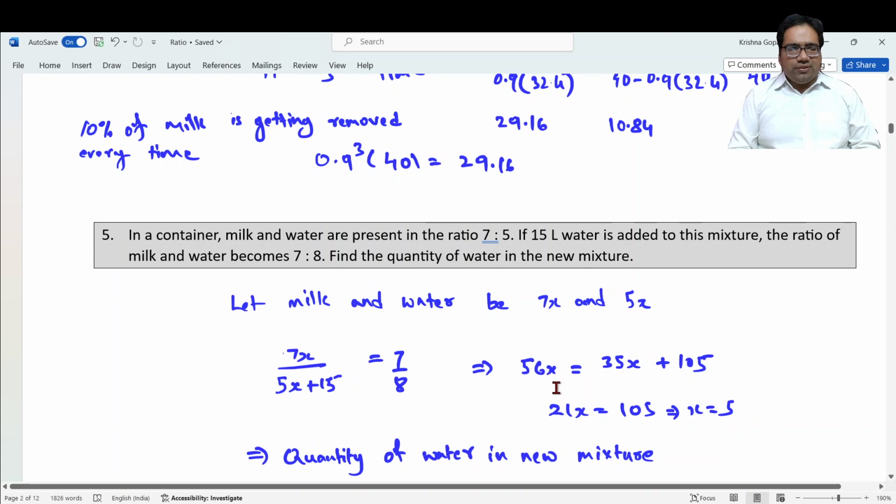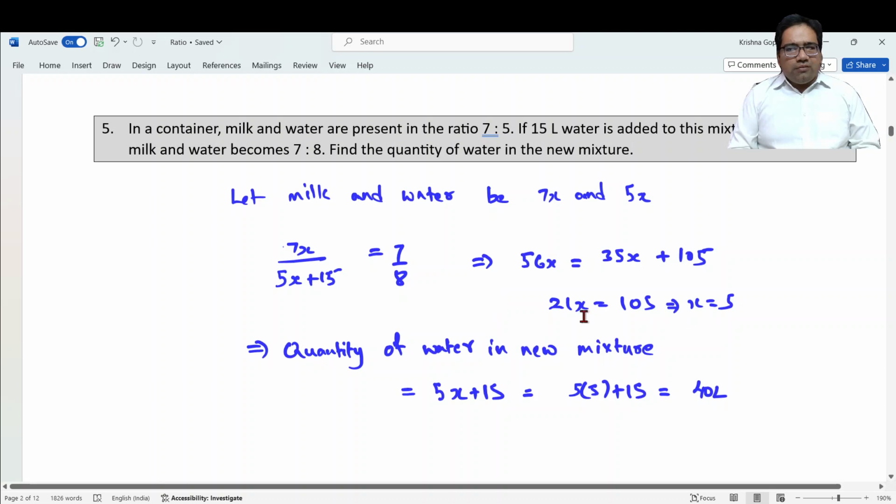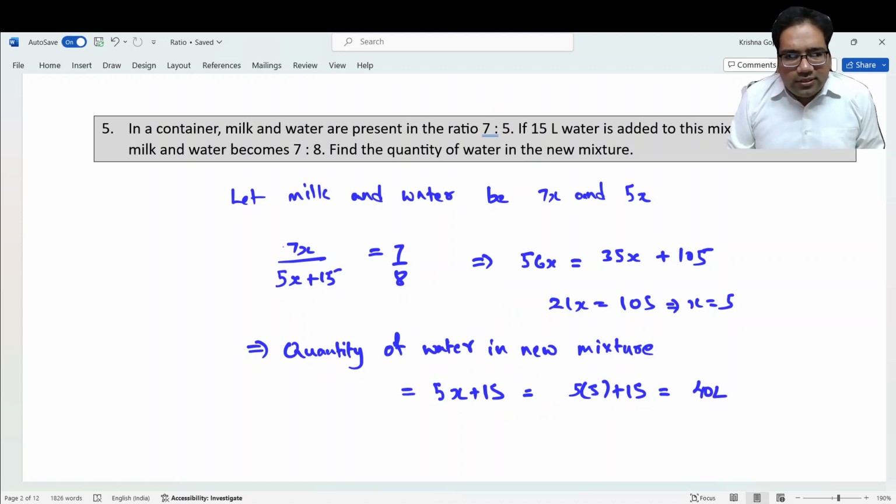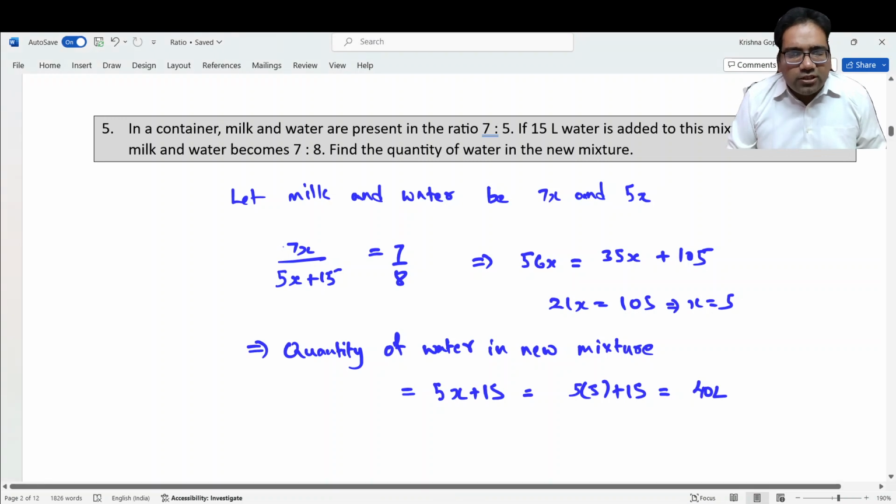We will simplify this. 7 8s are 56x equal to 35x plus 7 15s is 105. So 56x minus 35x, 21x equal to 105, x equal to 5. What does that mean? Quantity of water in original is 5 into 5, 25, and milk is 7 into 5, 35. In the revised one, water is added, we'll have 5x plus 15, whatever was the original 25 liters plus another 15 liters, which is equal to 40 liters. Right. This is also an easy problem only. You just need to know how to write this equation. Once you write this equation, then everything else is done.